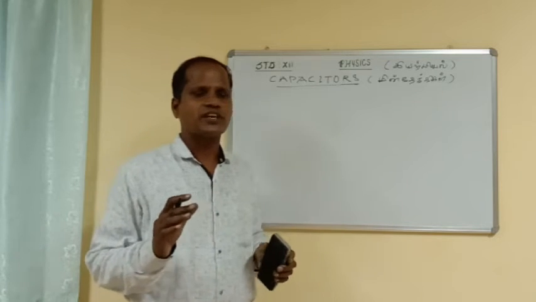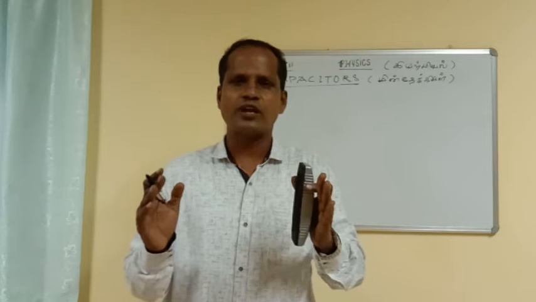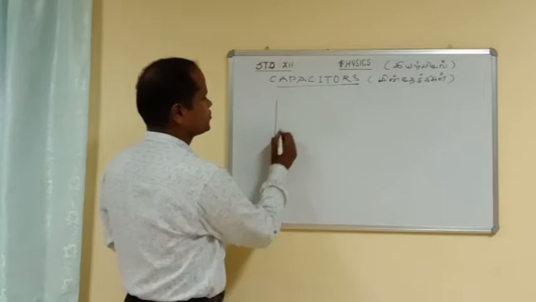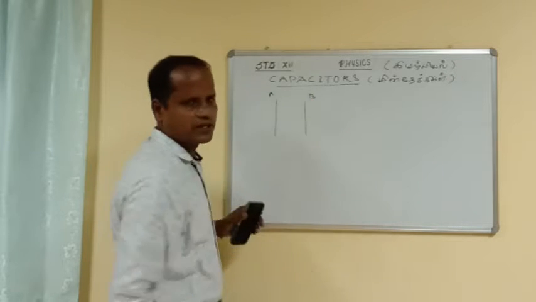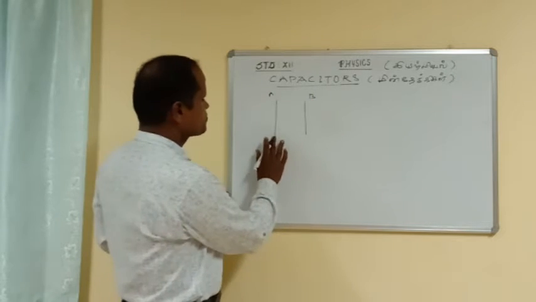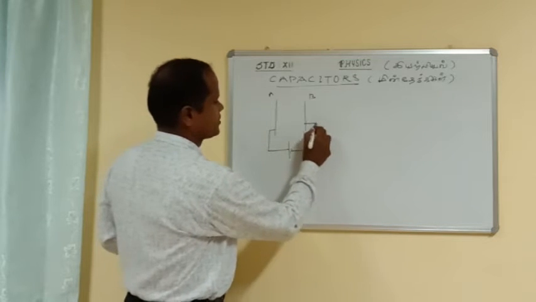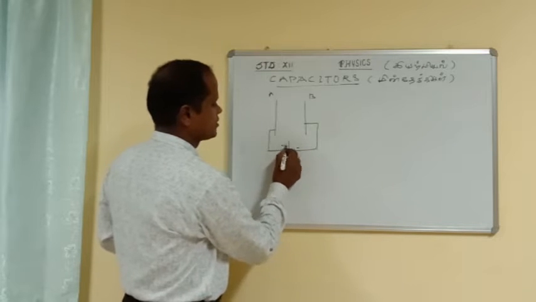Usually a capacitor consists of two parallel plates, each plate having equal area. So here we are taking two plates. This is plate A, this is plate B. If these plates are connected to a battery of potential difference V.